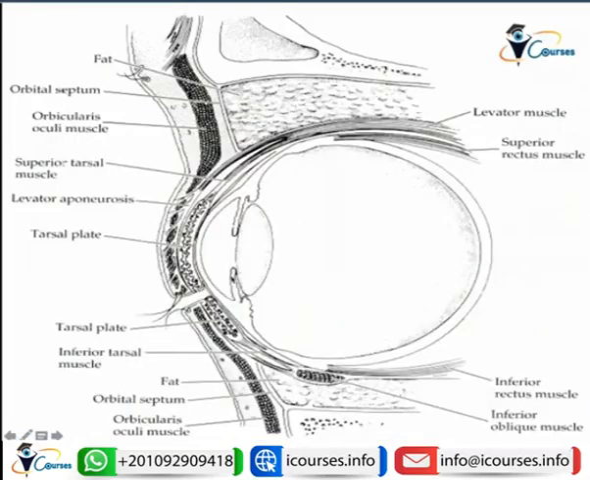So here is the section of the globe. Here is the superior tarsal muscle, and here is the inferior tarsal muscle. As you can see, they are both attached to the upper border of the upper tarsus and the lower border of the lower tarsus. Upon contraction, this will lead to a retraction of both eyelids.